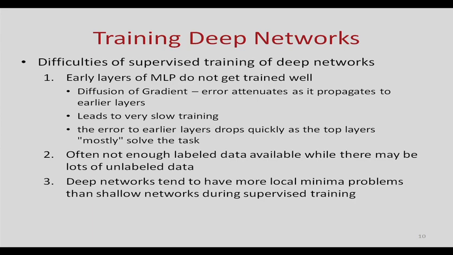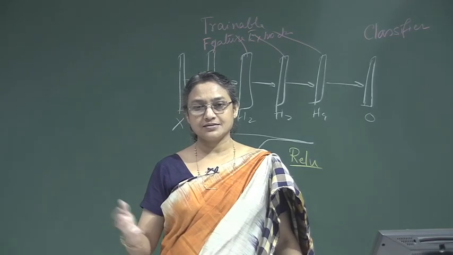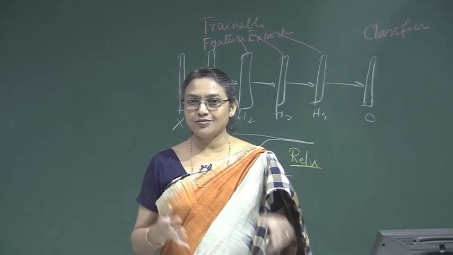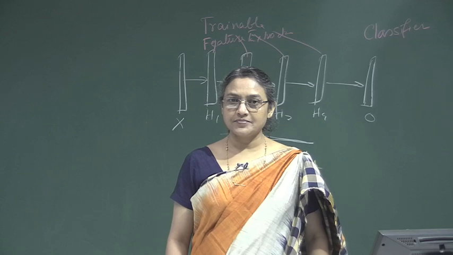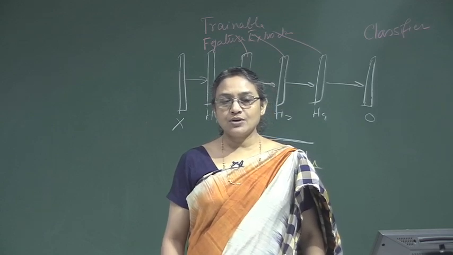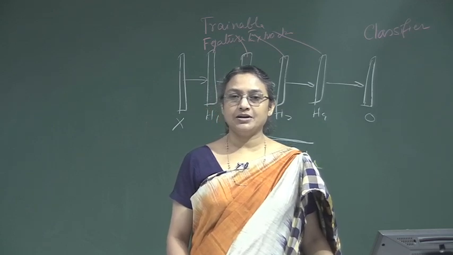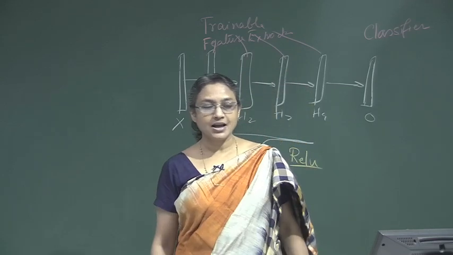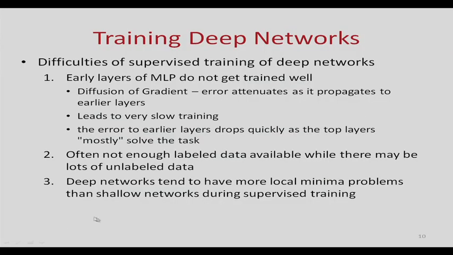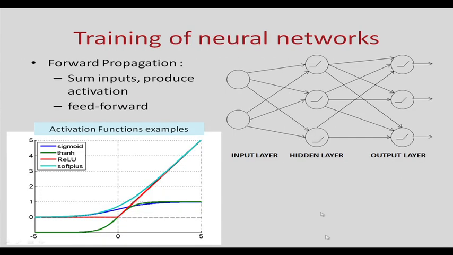If you have a deep network, it will have many parameters. We have seen that if you have too many parameters and too few training examples, it may lead to overfitting. However, you can take advantage of unlabeled data. Instead of using only labeled data, which may be restricted in number, you can take advantage of unlabeled data, and this is what some of these approaches do. Deep networks tend to have more local minima problems than shallow networks. So, these are some problems with deep networks.